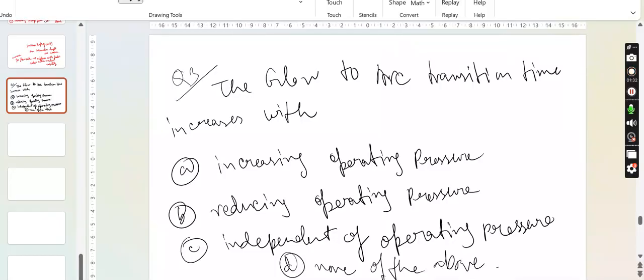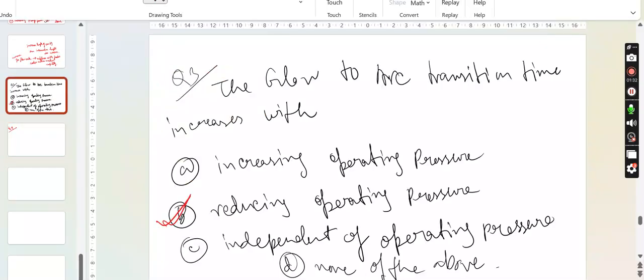So, glow discharge happens at the lower pressure, and when we increase the pressure, the arc discharge happens. So glow to arc transition time increases, meaning the arc transition will happen at a later time, if we reduce the operating pressure. That is the correct answer. If we increase the operating pressure, glow to arc transition will happen in seconds, and it is not independent of operating pressure.